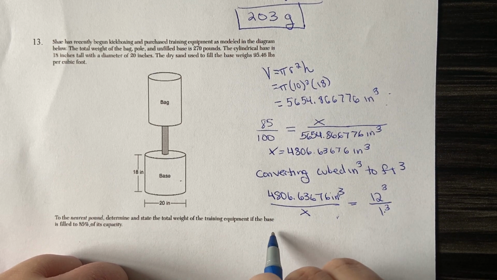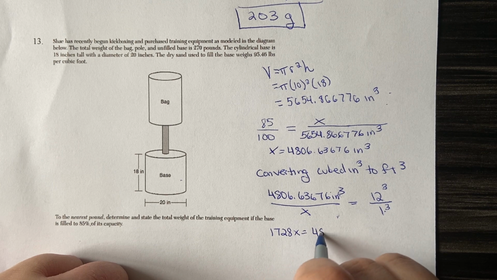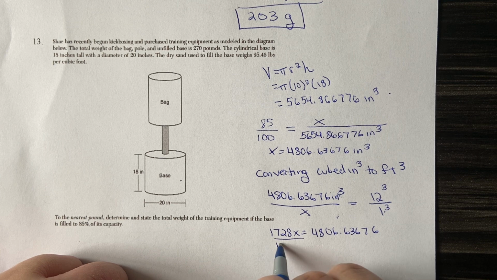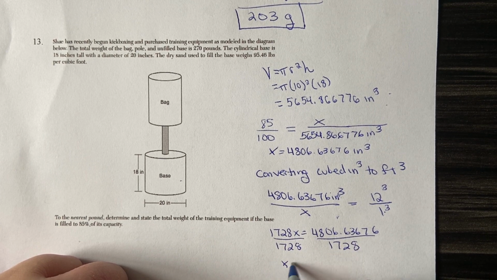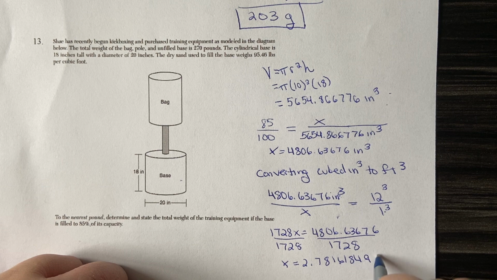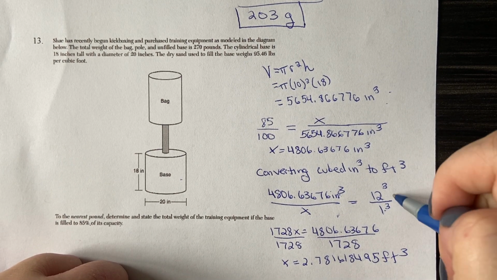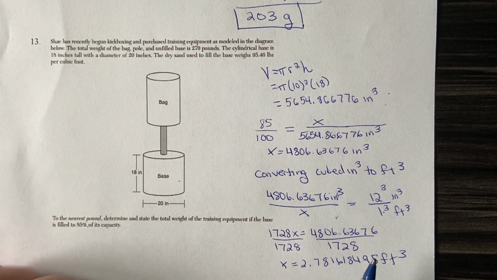So when you cross multiply this, you get 1728x is equal to 4806.63676. And then you would divide it out. So you end up getting 2.7816189495 cubic feet is what it is in now, right? Because this was cubic inches over cubic feet. So that's just another way.